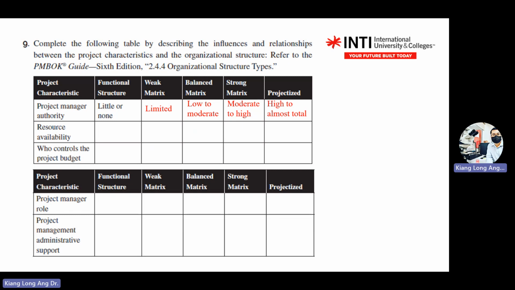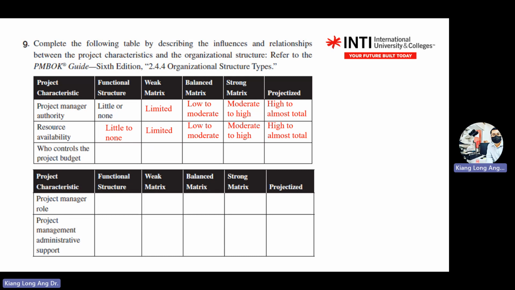So what do you think resources in the functional structure are here? What do you think? Still the same. Resource availability in the functional structure is very little, and then it keeps increasing towards projectized. So for functional, resource availability is actually little or none. But for projects, you have high resource availability.